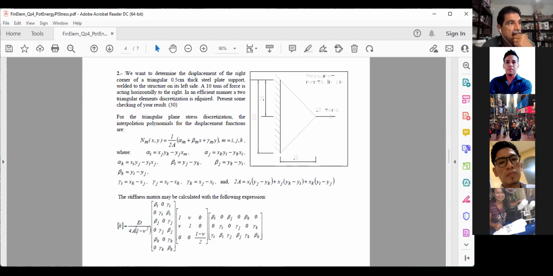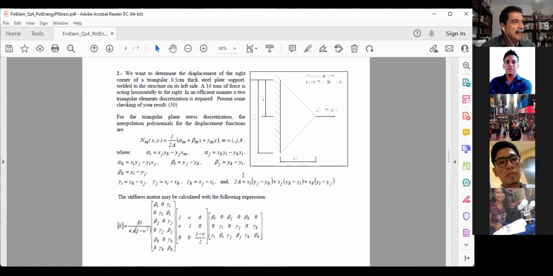10 tons of force is acting horizontally to the right. So this is what we are seeing: we have this force pointing to the right, 10 tons. Genesis, what happened in the second test? He was scared, and he made the test at 68 kilonewtons. Exactly. So 10 tons is a large force. Okay, let's go, Mr. Carrillo.